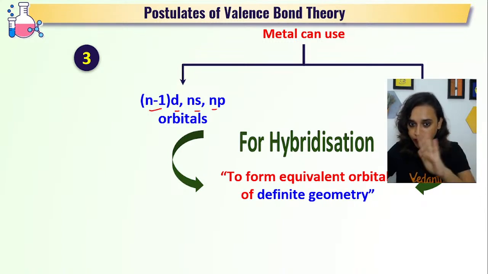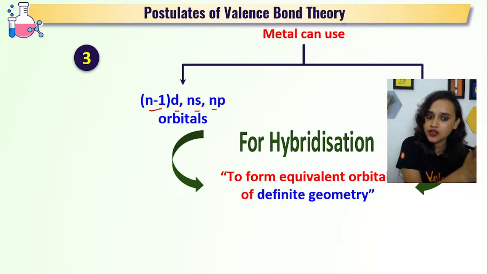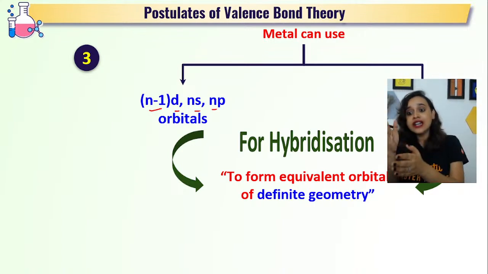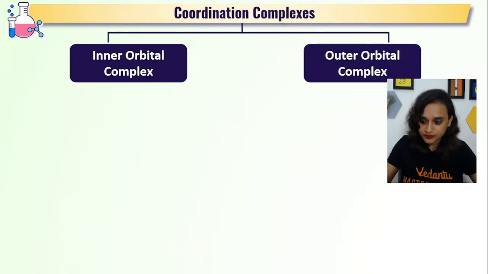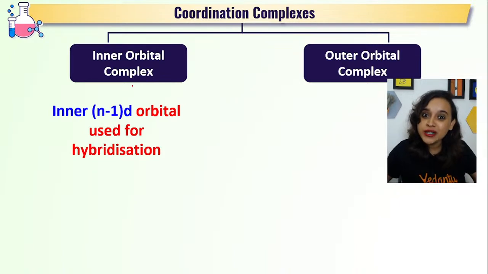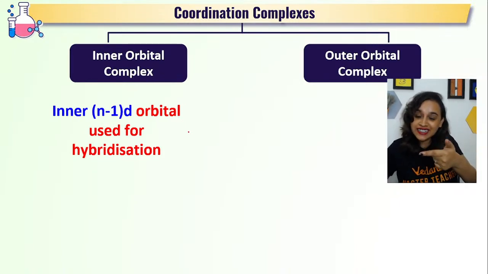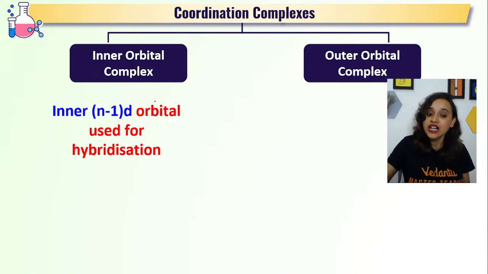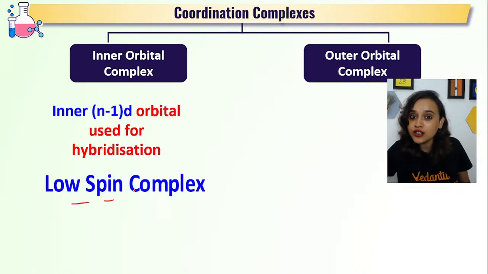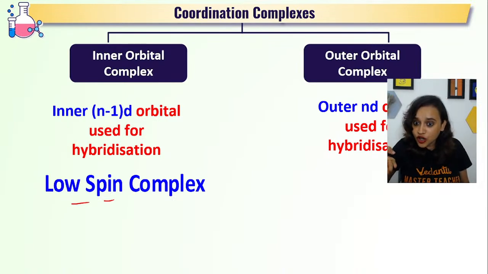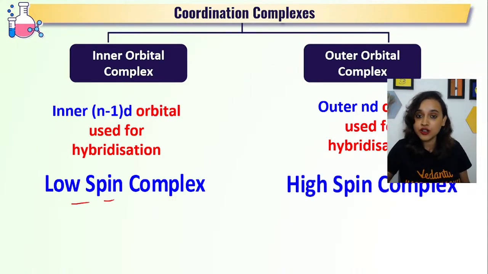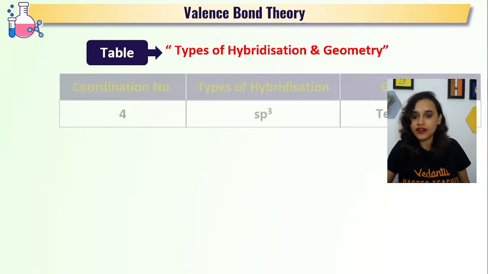To form equivalent orbitals of definite geometry, we either need (n minus 1)d, ns, np orbitals, or we need ns, np and nd orbitals. Now, when do we have an inner orbital complex? When the n minus 1 d orbital is used for hybridization, as we just saw, we will have an inner orbital, low spin complex. But if it is an outer orbital complex, where the nd orbital is used for hybridization, you will have a high spin complex.